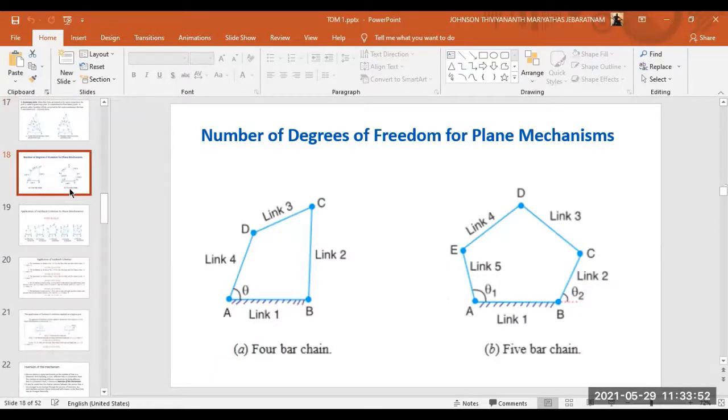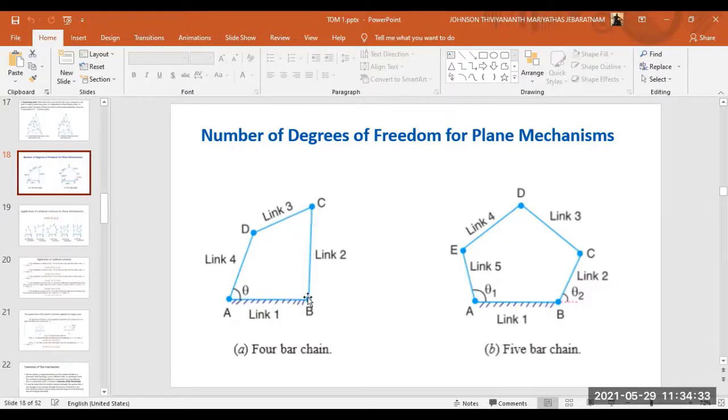Right. Now we will go into the next subtopic, number of degrees of freedom of plane mechanisms, right? Number of degrees of freedom. So first one you see is a 4-bar chain, and the next one you will see is a 5-bar chain, right? So number of degrees of freedom means how many directions it can freely move. There are a few formulas and equations to find that, right? We'll come to that, right? So physically, or application-wise, I'm telling you.